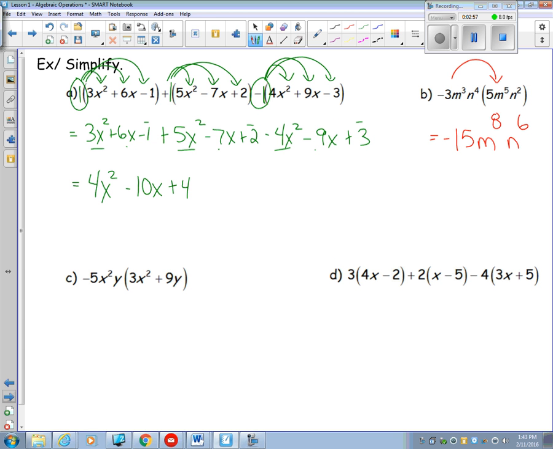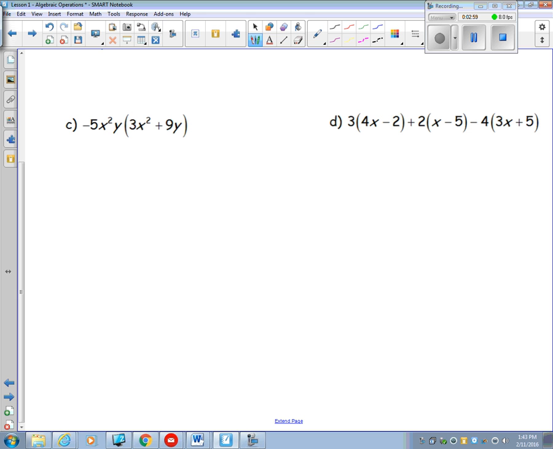Okay, we'll try the next one. I'm going to expand my brackets. So negative 5 times 3 is negative 15. I got some letters the same, x's. 2 and 2 makes 4. And there's also a y.